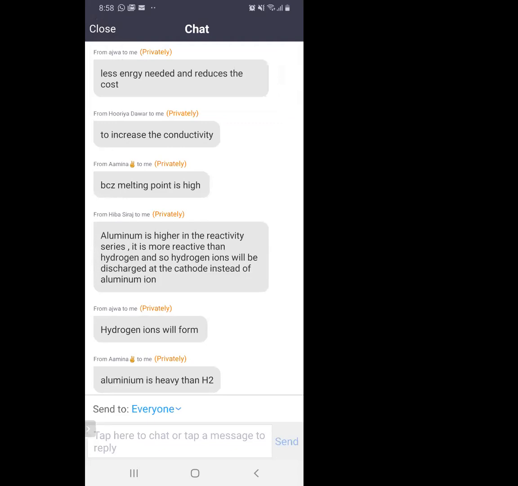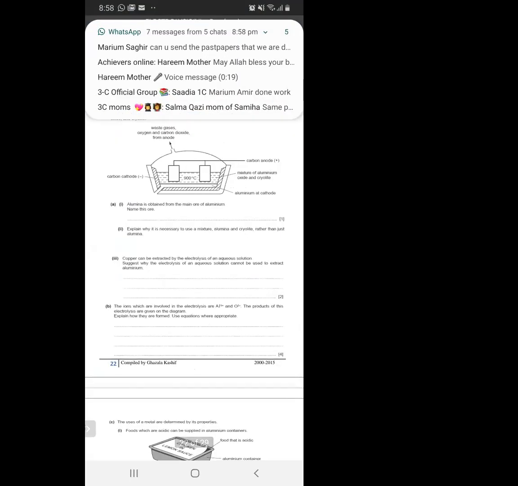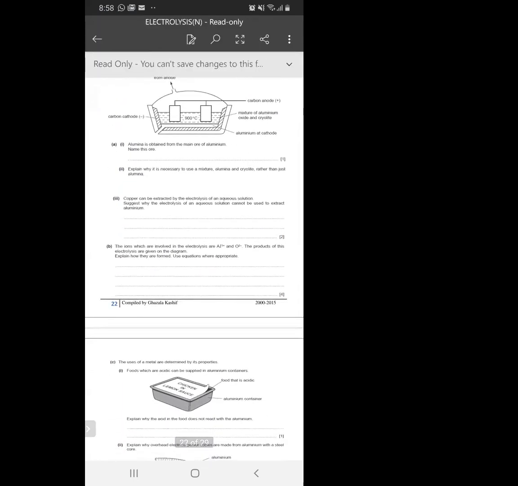No, but it doesn't have to do with heaviness. It has to do with reactivity. Which ion will accept the electrons and undergo reduction? So that has to do with reactivity, and we're not talking about density here. Even if aluminum is heavy, we can have it deposited at the bottom, right? That's what we do in the extraction of aluminum, right? The ions which are involved in the electrolysis are aluminum and oxide.